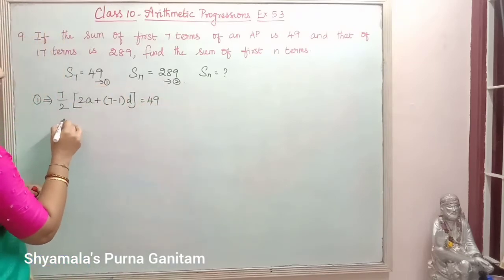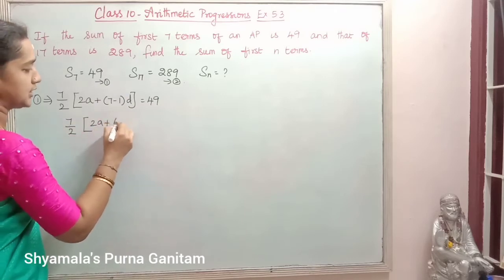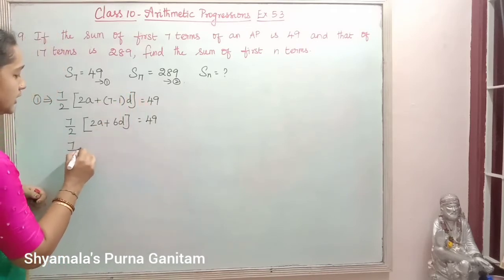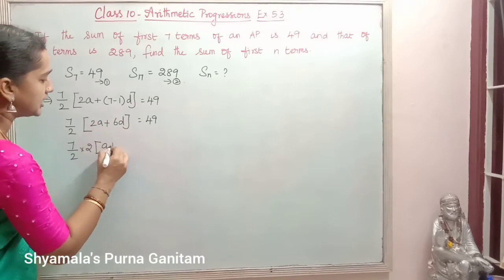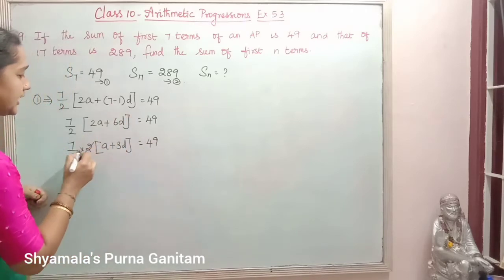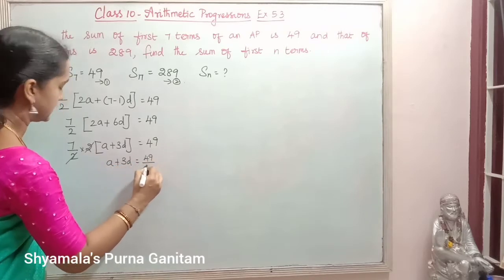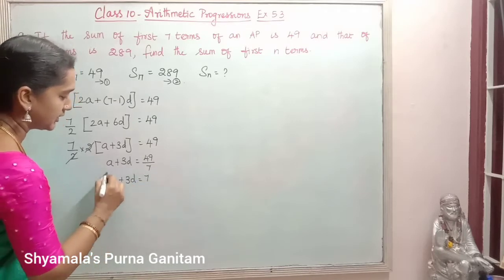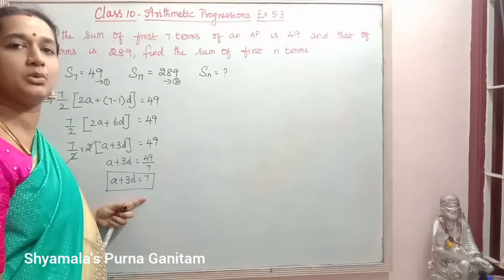So this is 7 by 2 into 2a plus 7 minus 1, which is 6d, is equal to 49. We can take 2 common in these two terms, so the balance will be a plus 3d. This 2 will get cancelled, so a plus 3d is equal to 49 by 7, which is 7. So when we simplify the first equation, we get a plus 3d is equal to 7.